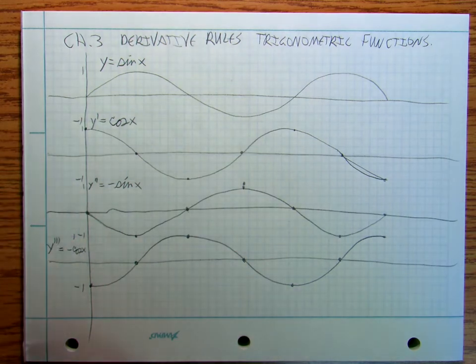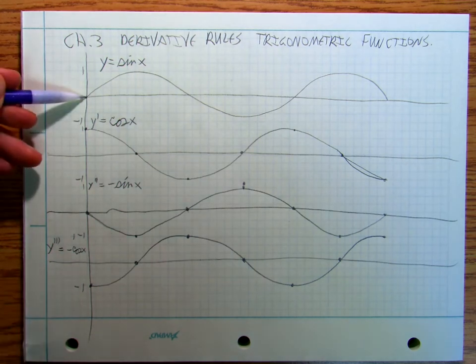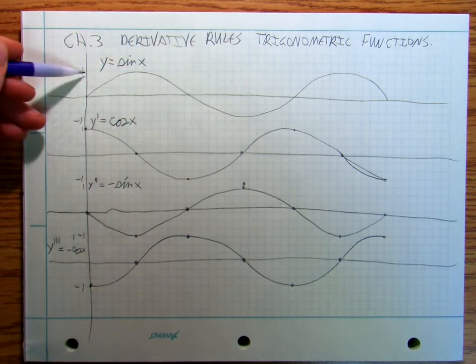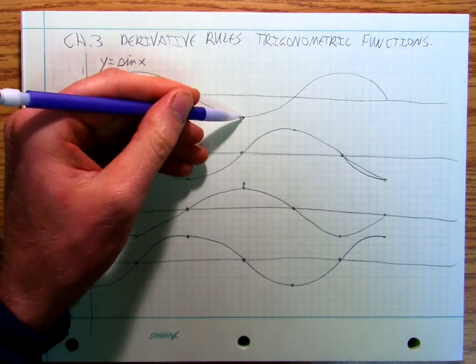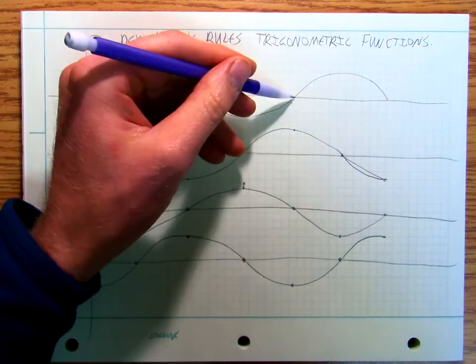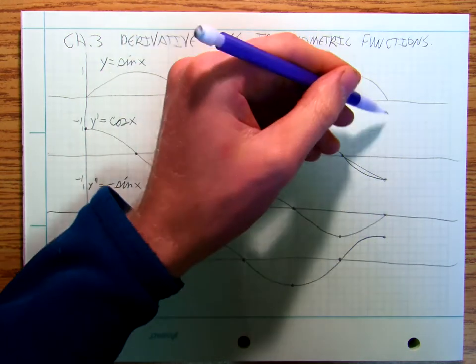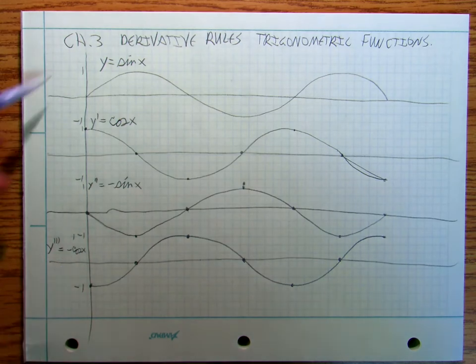One more time. I'm out of room, but we don't need any more room. That has a slope of 0. That has a slope of 1, that has a slope of 0, that has a slope of negative 1, that has a slope of 0, that has a slope of 1, that has a slope of 0. The derivative of negative cosine x is sine x.